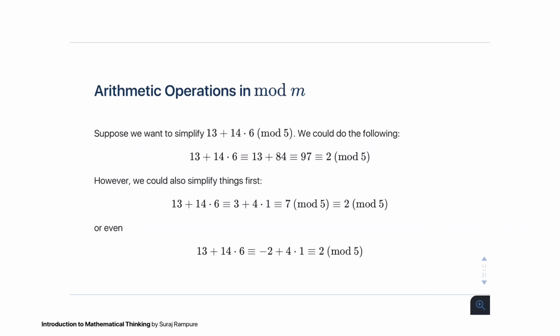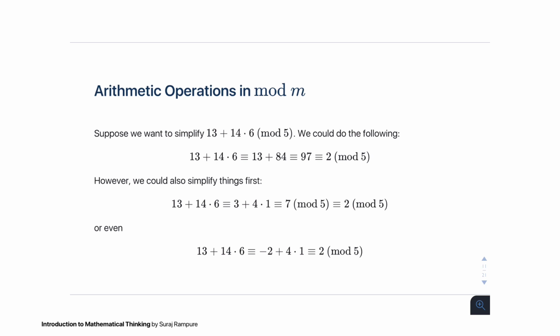So now let's take a look at some arithmetic operations in modulo 5. Okay? So suppose we want to simplify 13 plus 14 times 6 in modulo 5. We know the result is either going to be 0, 1, 2, 3, or 4. Is that clear? Right. So what we could do is multiply out 14 times 6. I think it's 84. And then you add those two, and you get 97. And you know 97 is 2 greater than 95, which is a multiple of 5. So our remainder is 2.